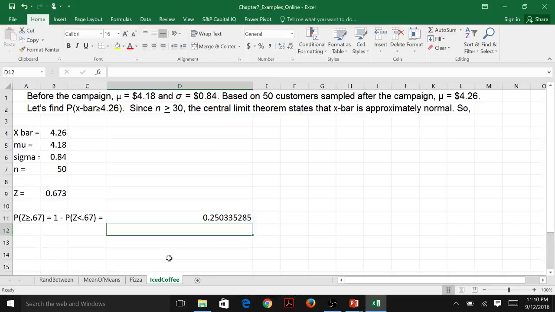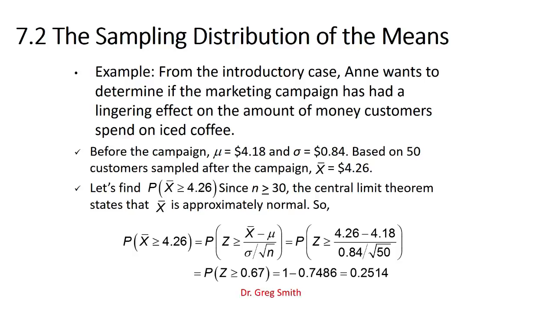But we know, based on this, what's the chance that you could go out and draw a sample of size 50 from this population of coffee drinkers? What's the chance you could do that, and the mean from that is at least $4.26? There's about a 25% chance of that. Now, does that mean anything to us at this point? No. But it will when we get to Chapter 9, when we can say, well, is 4.26 really any different than 4.18? We're going to get to that idea of significant difference.